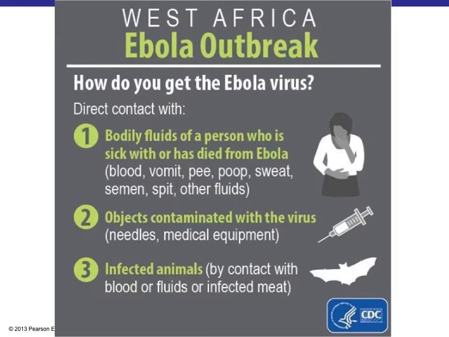So just to repeat what the message advocated in West Africa, how do you get the Ebola virus? One, direct contact with the bodily fluids of a person who is sick or who has died from Ebola. This can be blood, vomit, pee, poop, sweat, semen, spit, other fluids. Secondly, objects contaminated with the virus, needles, medical equipment. And thirdly, infected animals, by contact with the blood or fluids or infected meat.